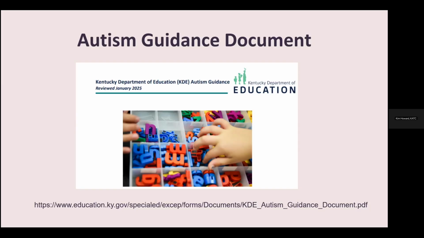If you have not heard about the autism guidance document, this is your go-to for determining autism eligibility, right? This is a great resource for all things related to autism. It was just updated in January of 2025. So this is a great resource, just updated, which is critical. And it has some great features in it.